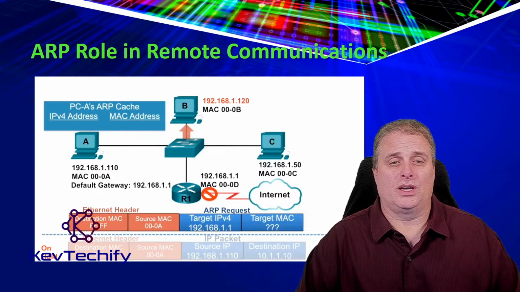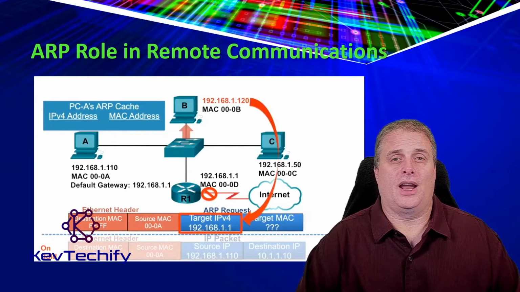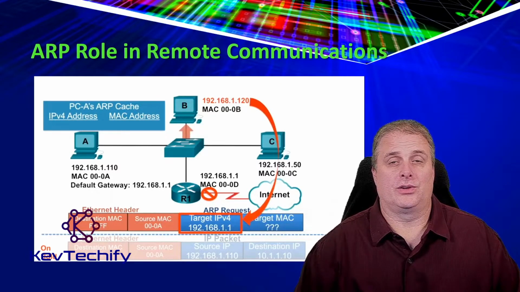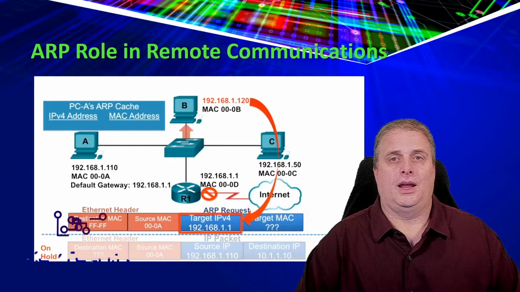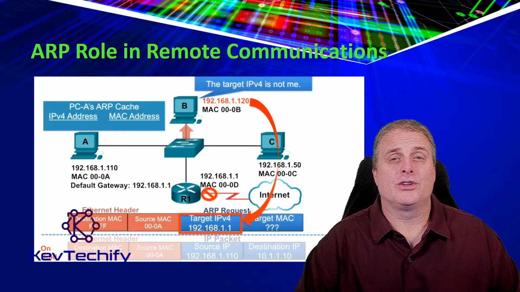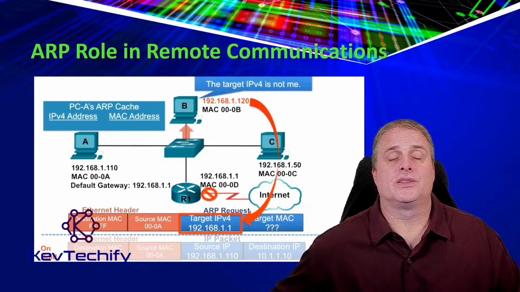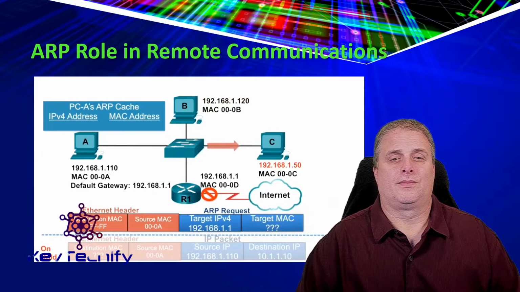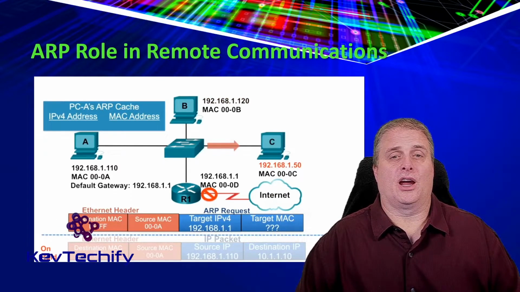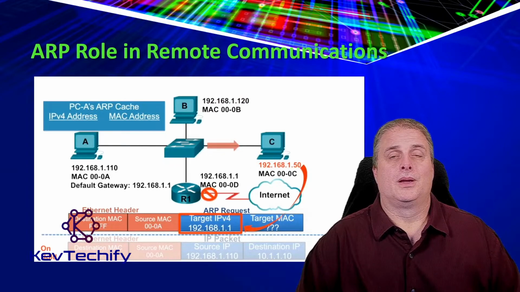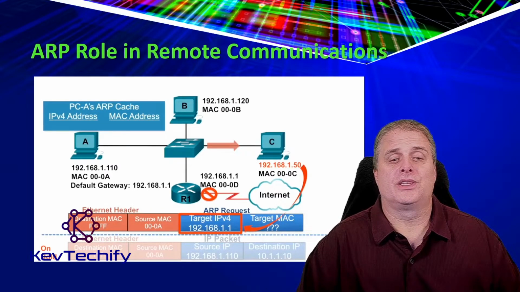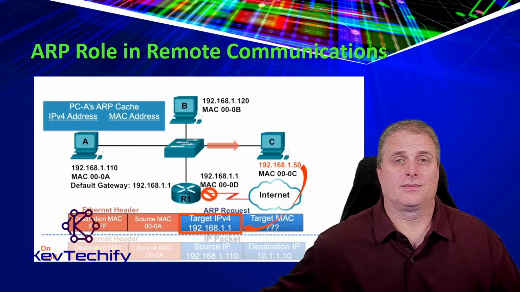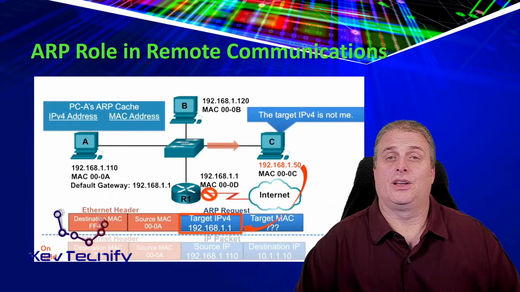PCB receives the ARP request. PCB compares its own IP version 4 address to the target IP version 4 address, and notices those two IP addresses do not match. PCB is not the intended target. Because it's not the intended target, it stops processing the frame. PCC receives the ARP request, compares its IP version 4 address to the target IP version 4 address, and it is not the intended target either.